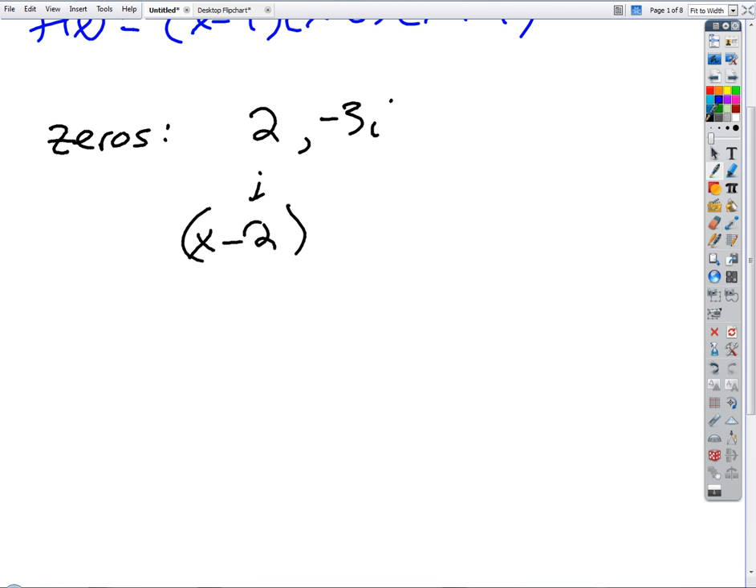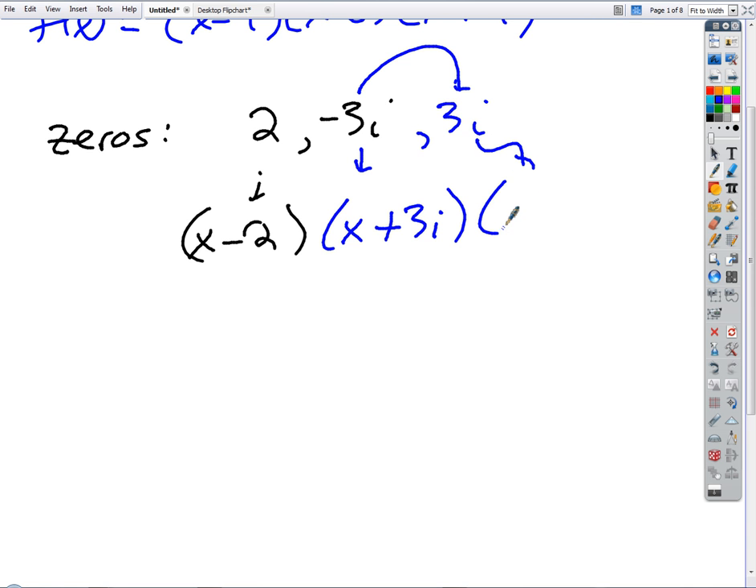And x minus negative 3i. But what are we missing? There's a trick here. Remember that the imaginary zeros must come in pairs, in complex conjugate pairs, right? So if we're told that negative 3i is a 0, then we also have, we don't have a choice, we have to include positive 3i, right? So then we're going to get x minus 3i as the factor.